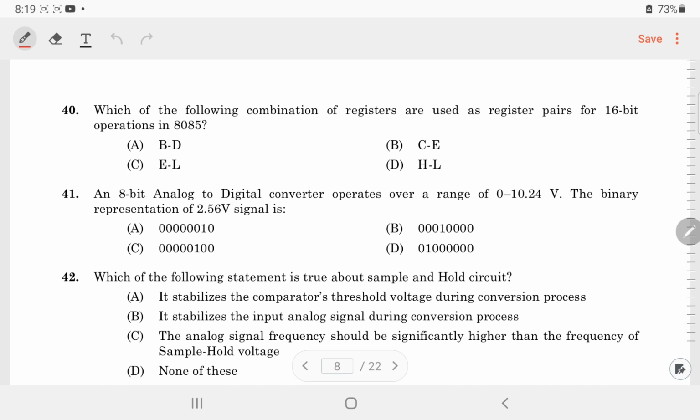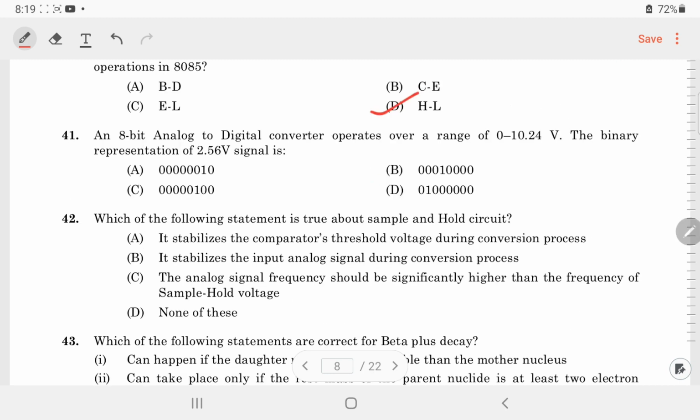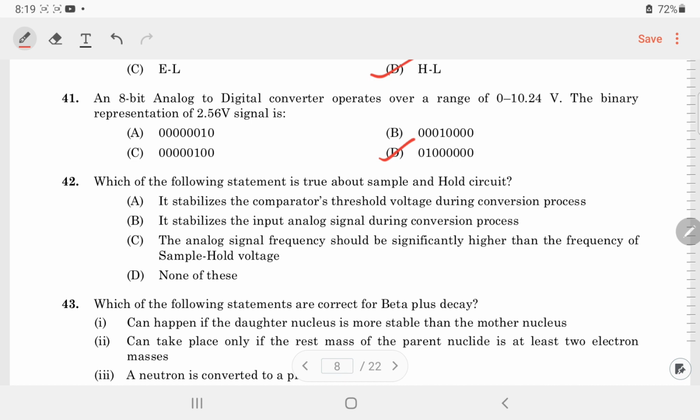Question number 40. Which of the following combination of registers are used as register pairs for 16-bit operations in 8085? The answer is option D, HL. Next question. The answer is option D. Which of the following statement is true about sample and hold circuit? The answer is option B, that is it stabilizes the input analog signal during conversion process. That is option B.